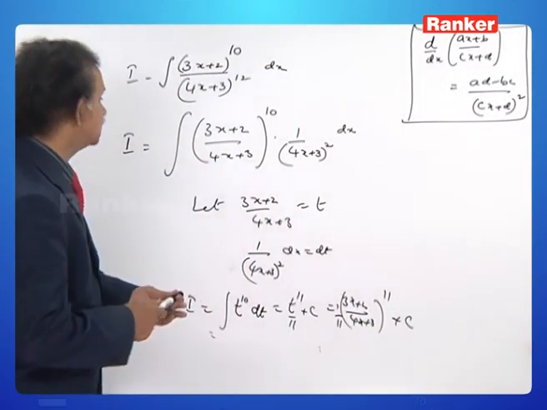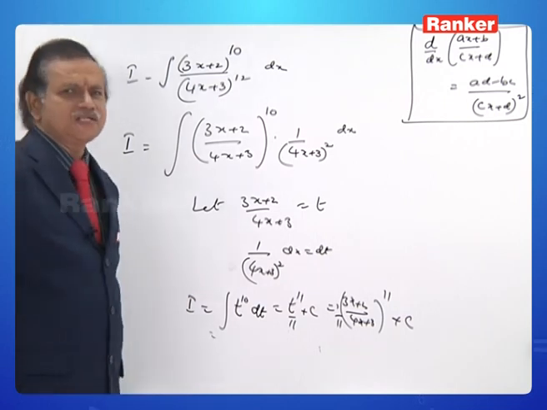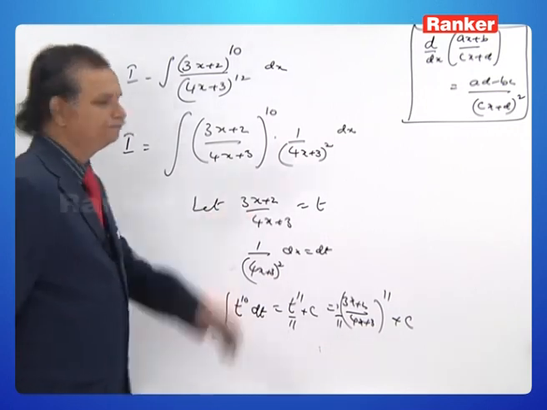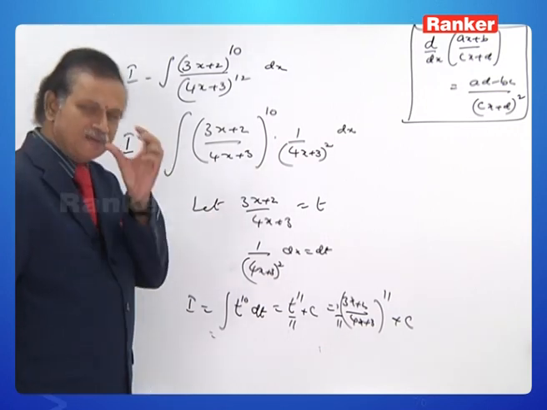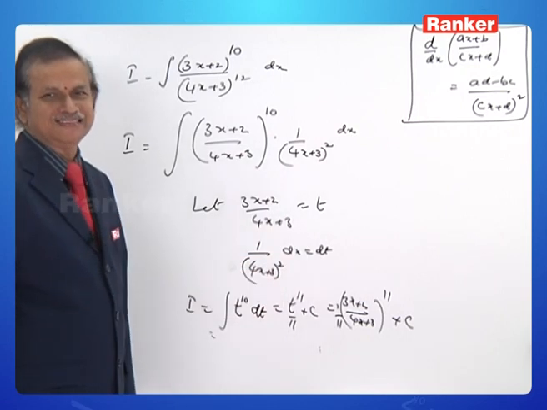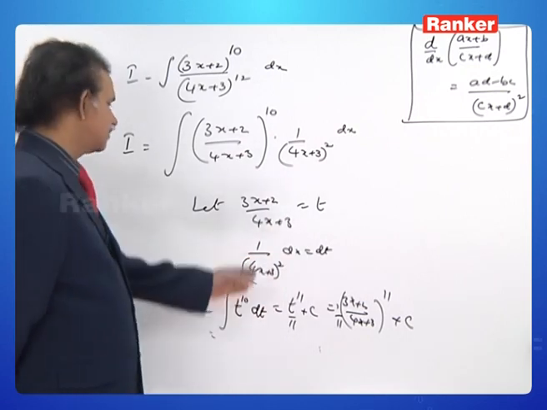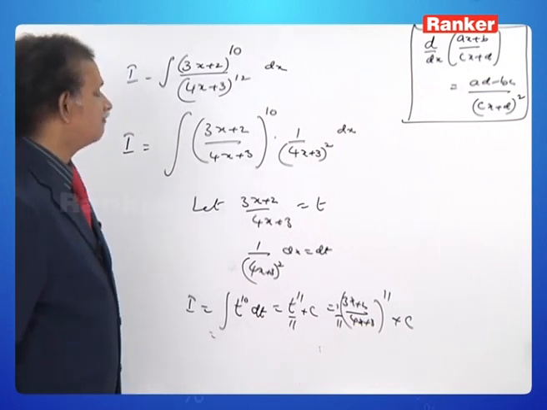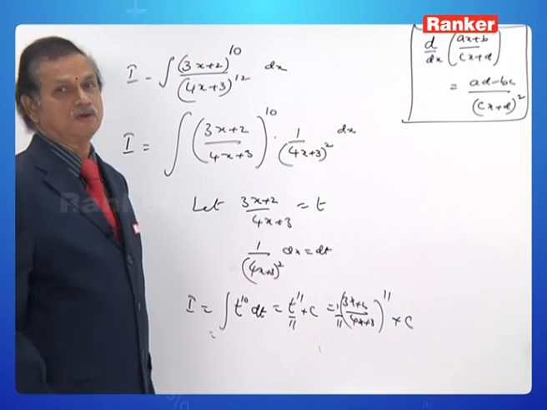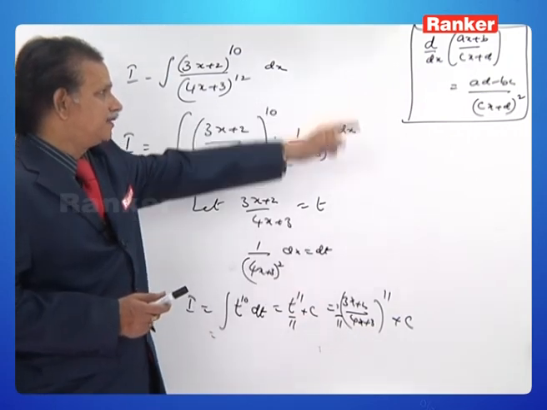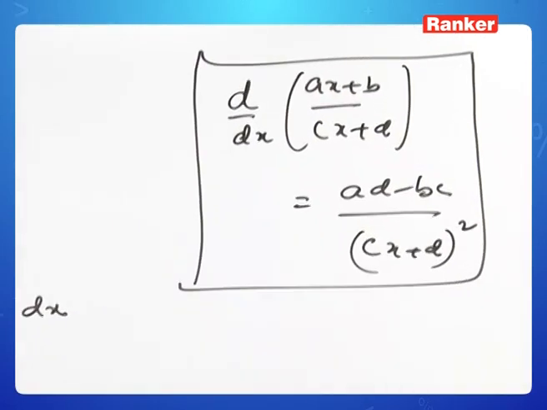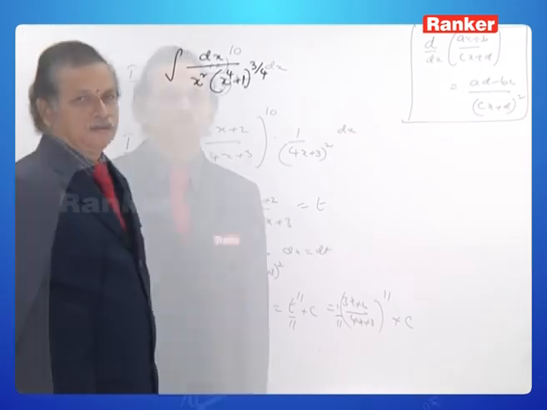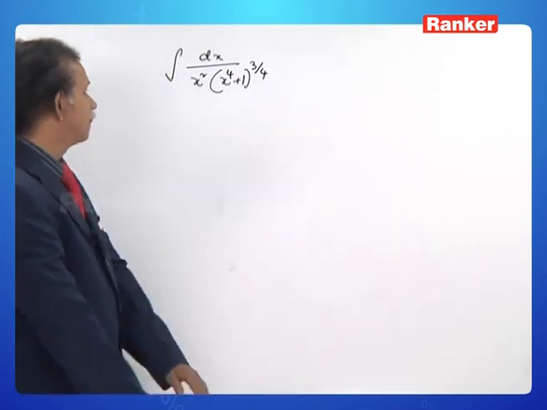That is the answer. Basically, it is a simple problem, of course, but we must be able to get this idea. That simple idea changes the life of this problem. And the answer will be 1 by 11 into (3x plus 2) by (4x plus 3) whole to the power of 11 plus c. And moreover, you may have to remember that d by dx of (ax plus b) by (cx plus d) is equal to (ad minus bc) by (cx plus d) whole square. That's it. Let us consider the next problem.